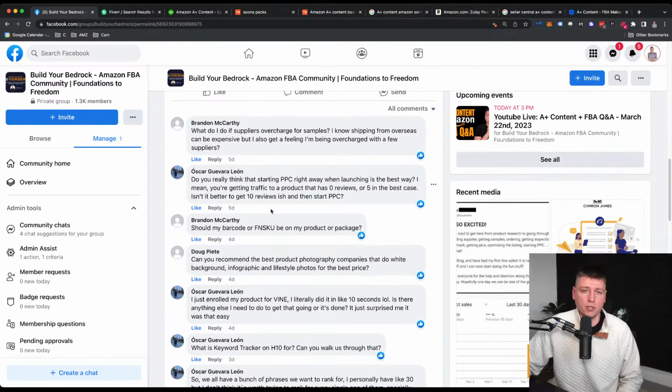So we have Brandon McCarthy. What do I do if suppliers overcharge for samples? I know shipping from overseas can be expensive, but I also get a feeling I'm being overcharged by a few suppliers.